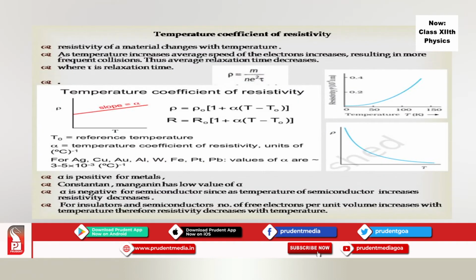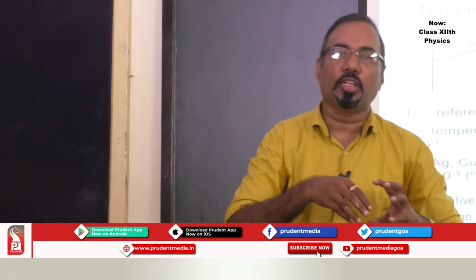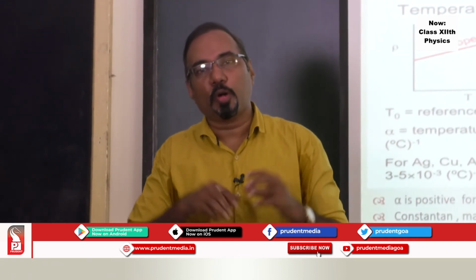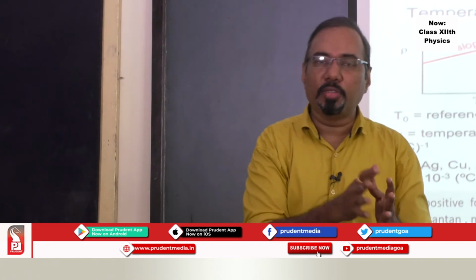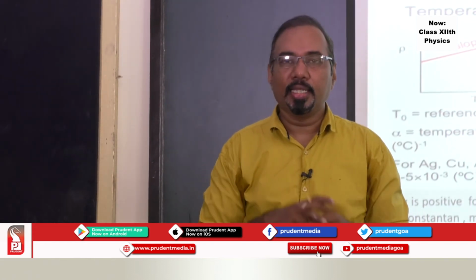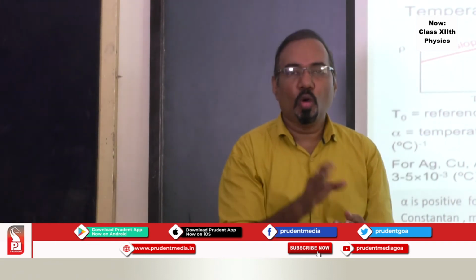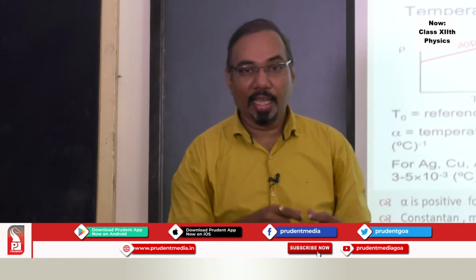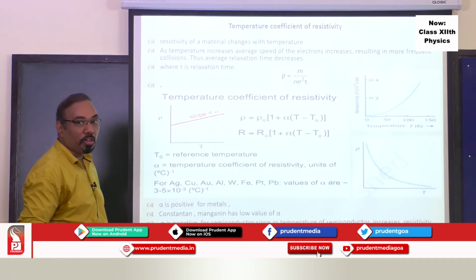Next we have what is called the temperature coefficient of resistivity. We discussed earlier that potential difference is directly proportional to the current flowing through the conductor, provided physical conditions remain constant. One of those physical conditions is the temperature. So if the temperature surrounding the conductor changes, what is the effect on resistivity? As I told you, resistivity depends on relaxation time and the number of electrons per unit volume.